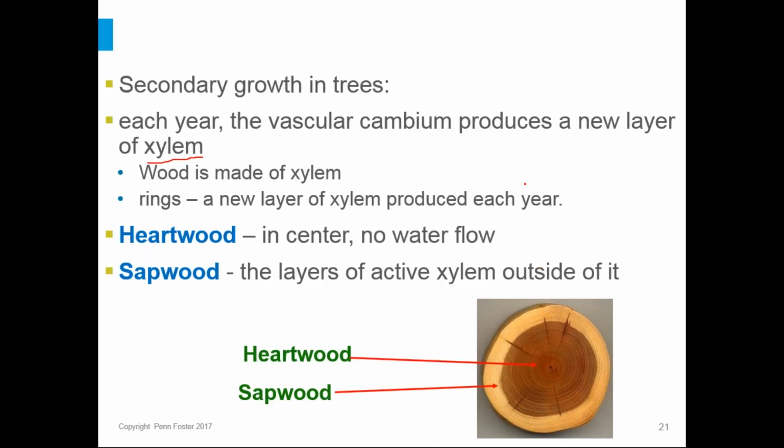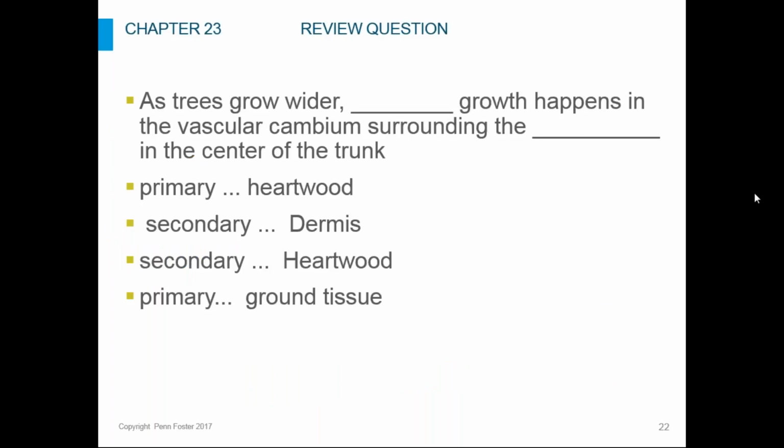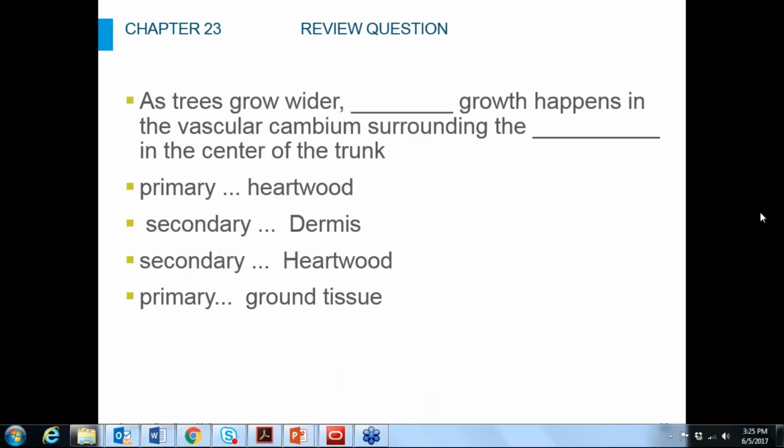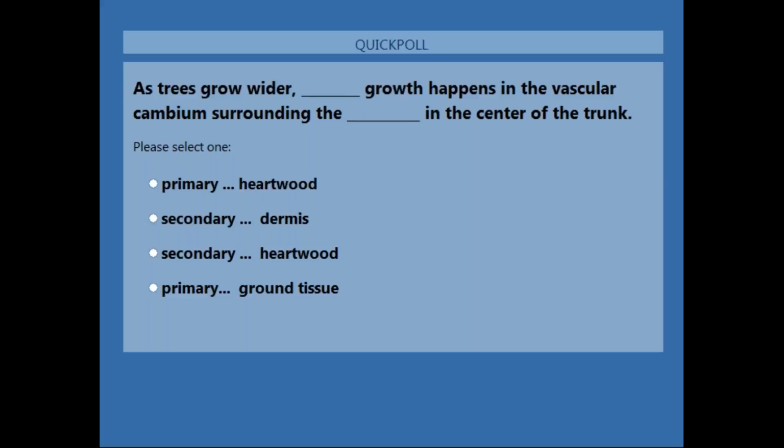And that is actually all that we have about stems. So we've got one more review question about that section. This question has two fill in the blanks here. So as trees grow wider, blank growth happens in the vascular cambium surrounding the blank in the center of the trunk. So your answers all have two blanks to fill in.